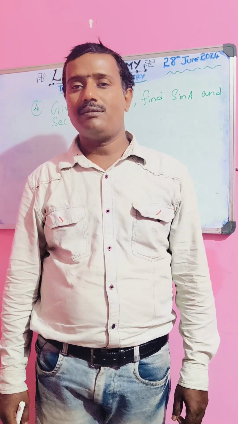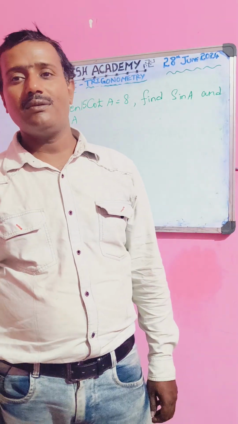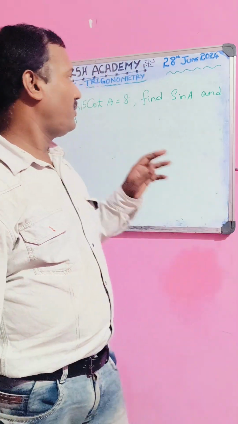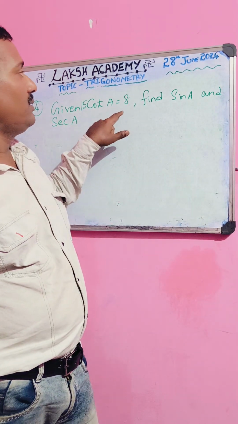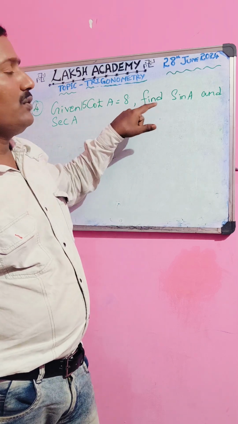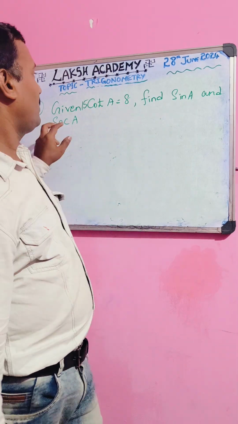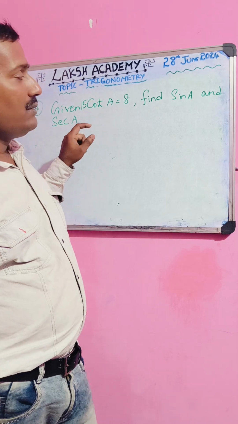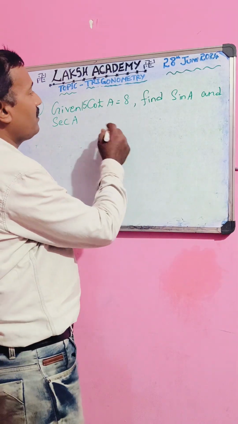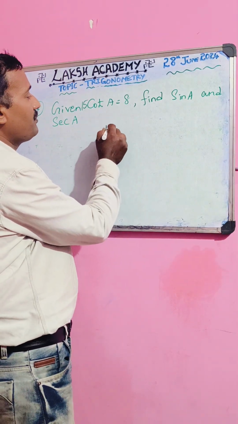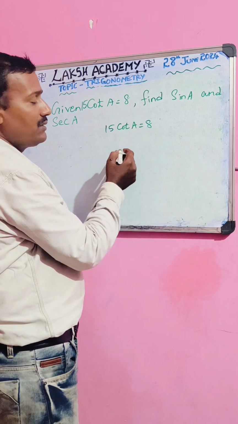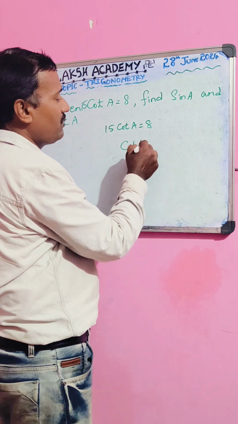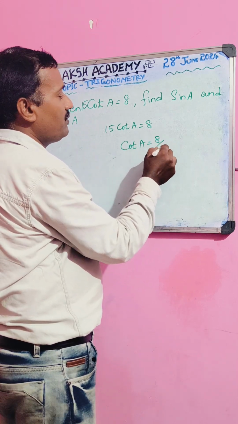So let us see the third episode. The fourth question: given 15 cot A equal to 8, you need to find sin A and secant A. Now 15 cot A equal to 8 is given. So we can write cot A equal to 8 by 15.